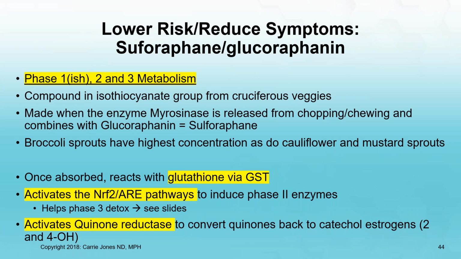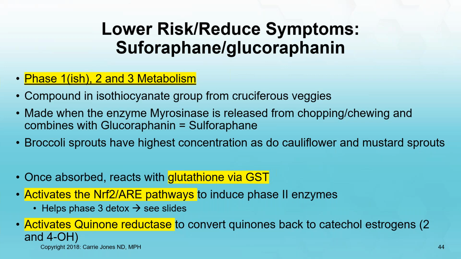So we've talked about DIM, indole-3-carbinol. We've talked about N-acetylcysteine and glutathione. Now we've got sulforaphane. So sulforaphane is in cruciferous vegetables as well. And these vegetables have glucoraphanin in them. And when glucoraphanin meets the enzyme myrosinase, it turns into sulforaphane. And sulforaphane is what does the action. Now, broccoli sprouts have the highest concentration, followed by cauliflower and then mustard sprouts.